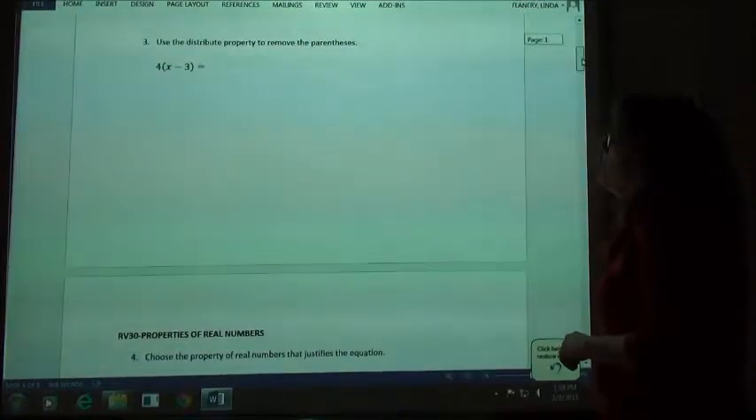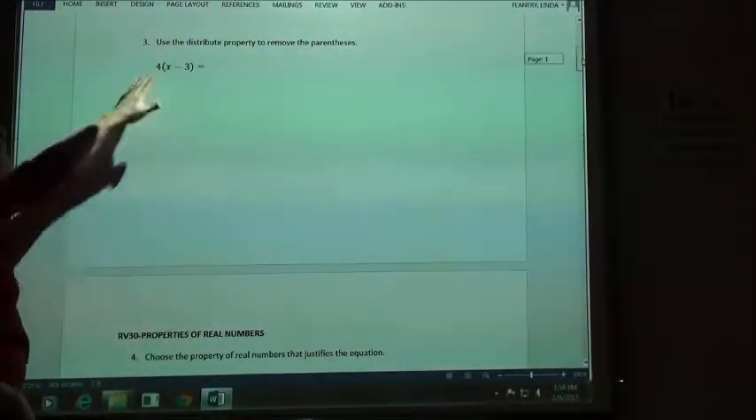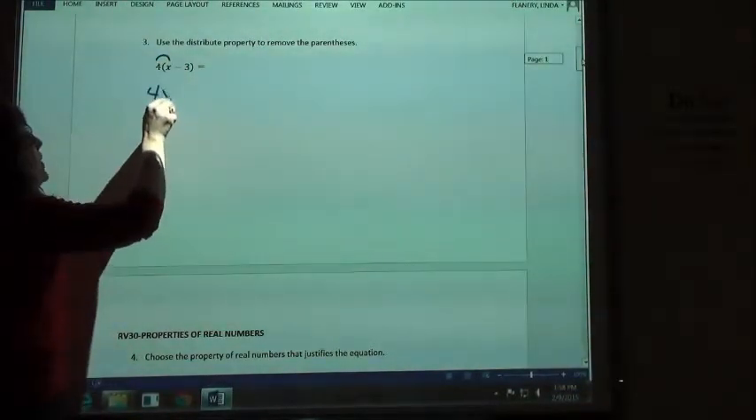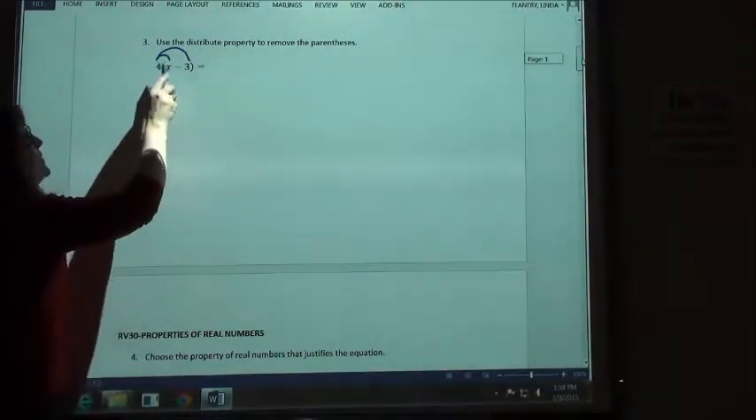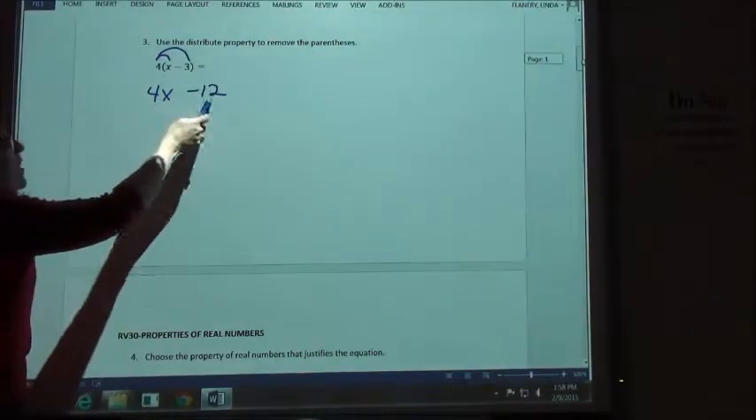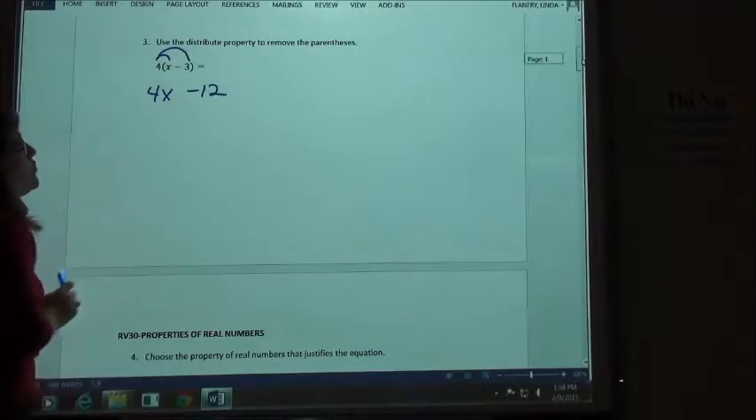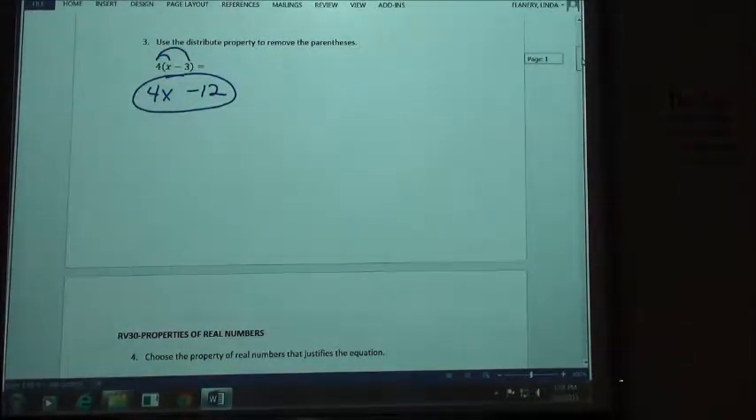So number 3, if I'm going to use the distributive property to remove the parentheses there, I'm starting out, I'm going to do 4 times x. 4 times x is 4x. I'm also going to do the 4 times the minus 3. Positive times a negative is a negative, and so I have 4x minus 12. So in front of that second term, you always need to have that plus or minus sign to separate your two terms. 4x minus 12 is just going to be my answer.